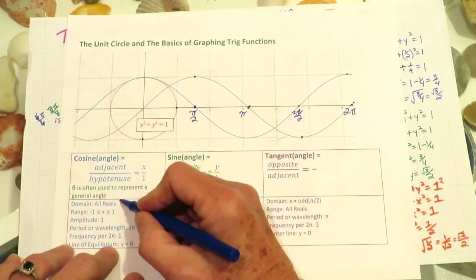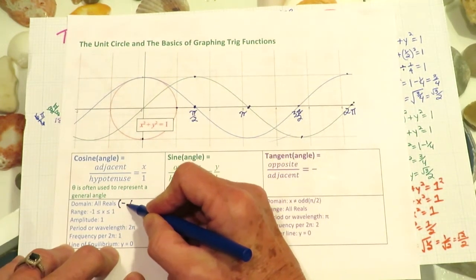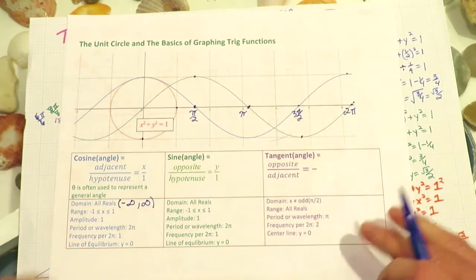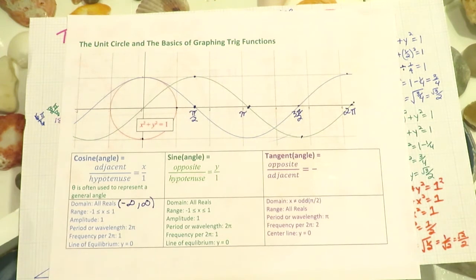I know some of the computer programs want you to write that in interval notation. So all real numbers in interval notation means -infinity to +infinity. The range is the output, and we're going up and down in this wave between -1 and +1. So that's our range, -1 to +1.